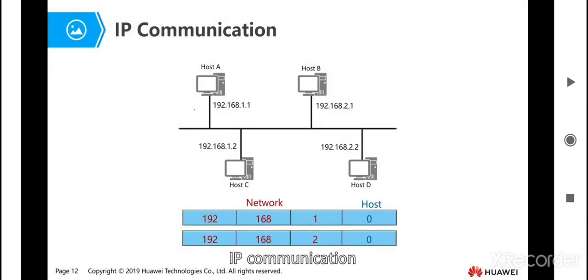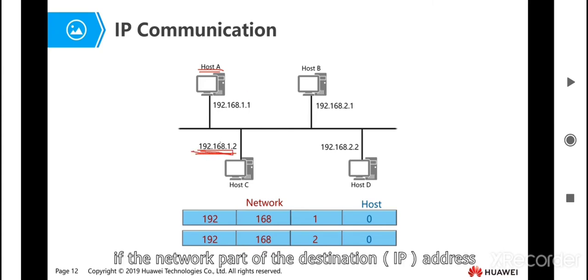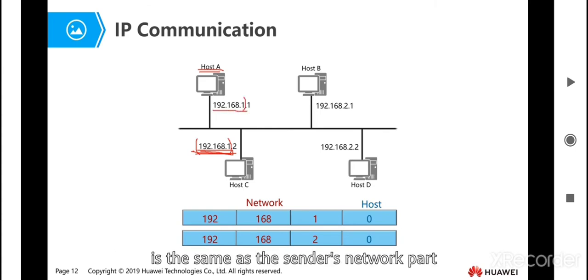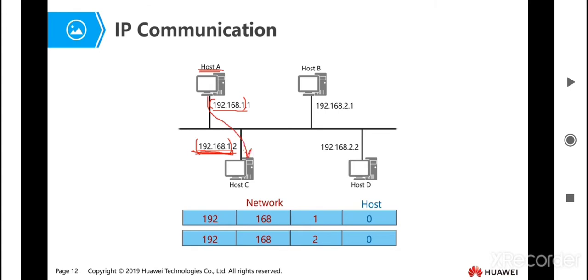And then the IP communication. When a host wants to communicate with another host, the PC first should decide where the destination is located. If the network part of the destination IP address is the same as the sender's network part, then these two hosts exist in the same network. So the host can send the packet directly to the destination.